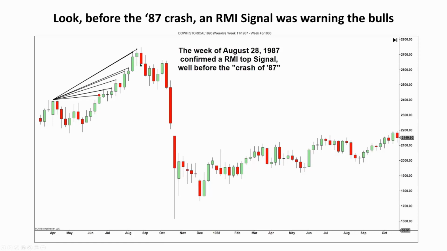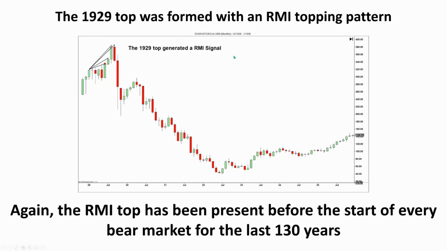And in this case here, in 1987, before the crash of 87, we had topping signals well in advance. This is a weekly chart for the Dow. If we take a look at the top that was formed, we sort of reviewed that. Again, before the crash of 1929, a Rhodes Momentum Indicator signal was present.